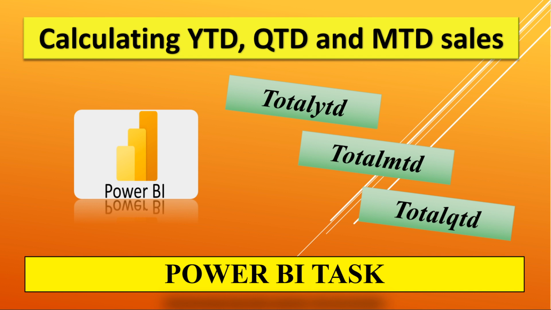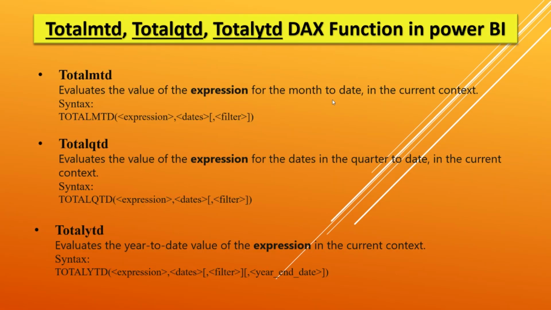We can calculate that by using DAX functions, so let's see this video up to the end. For calculating these values we have the TOTALMTD, TOTALQTD and TOTALYTD DAX functions in Power BI. So we need to use these functions, and I will explain what these functions do.